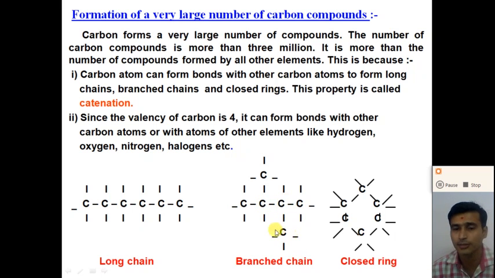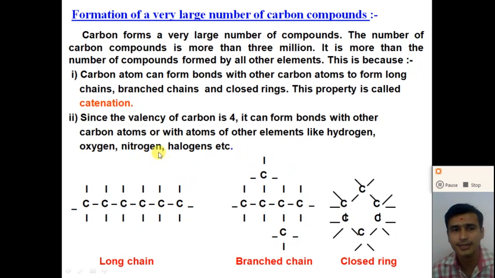This carbon atom makes a covalent bond with this other carbon. So this type of branch chain structure is also formed by the carbon atom. And the carbon atom makes a covalent bond with the other carbon atom to form a closed ring type of structure. Like this, 6 carbon atoms are joined, making a covalent bond with each other in a closed ring structure, right? And because of this, carbon has a very large number of compounds, right?